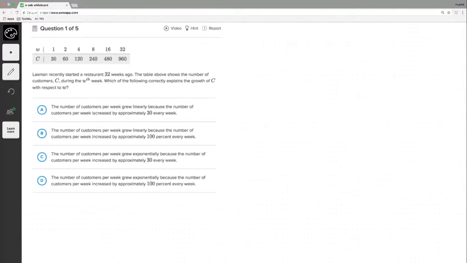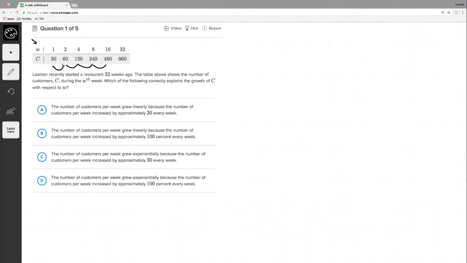Laxman recently started a restaurant 32 weeks ago. So here are the weeks, and I don't know if this is cost. Let's see. The table above shows the number of customers, C, during the W-th week. Which of the following correctly explains the growth of customers with respect to W? Well, before we even read any explanation, look at what's happening. You could say it's adding 30, then it's adding 60, then it's adding 120, then it's adding 240.